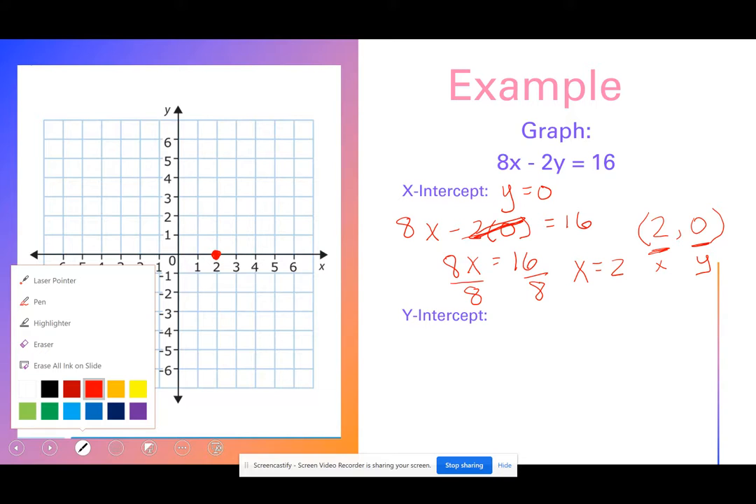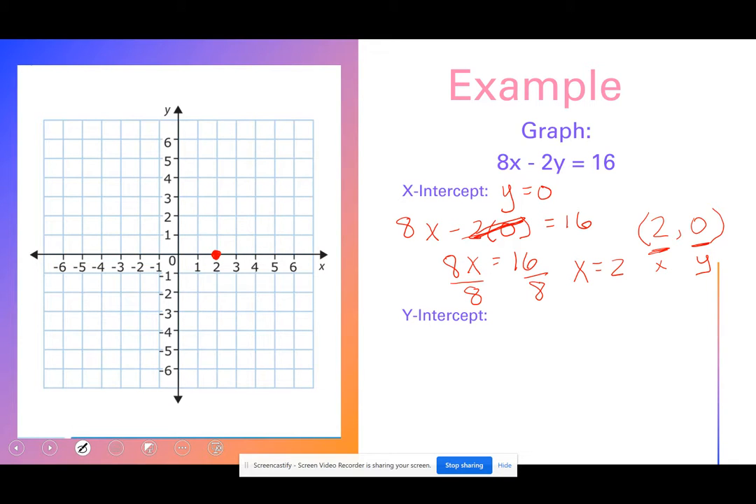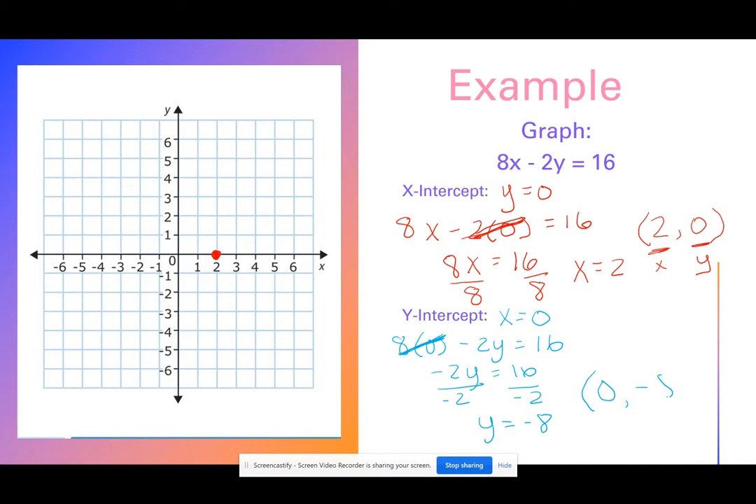Now, to find your y-intercept, you want to plug in 0 for x. So we have 8 times 0 minus 2y equals 16. Since this is 0, it just goes away. So we have negative 2y equals 16. You want to solve, so you divide by negative 2. So y equals -8. So your coordinate becomes 0, -8.